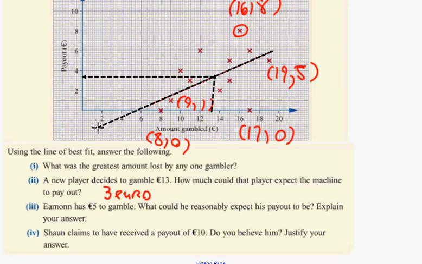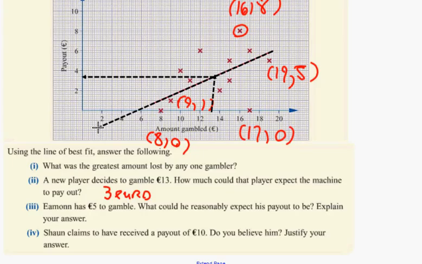Because when you pay 5 euro, you're technically negative by the line of best fit. It's impossible to get negative payout. You either win nothing or you win some money. So you just say nothing in that case. Would you agree with that? Yeah. See the way it crosses the x-axis, the y-axis becomes negative? That'd mean that you're going to get 0 payout. Okay, the machine can't physically reach out and take money from your pocket. Okay?